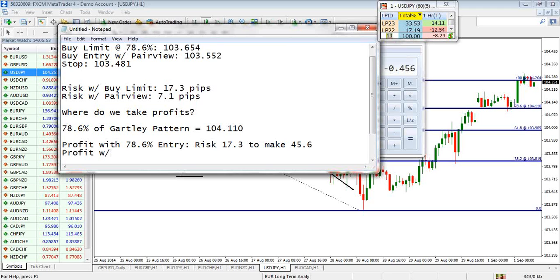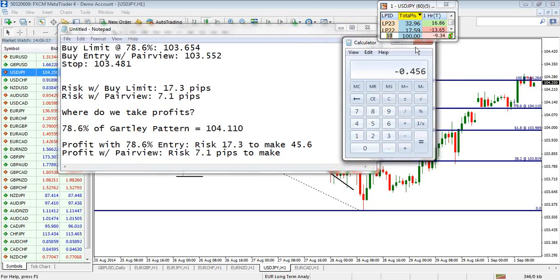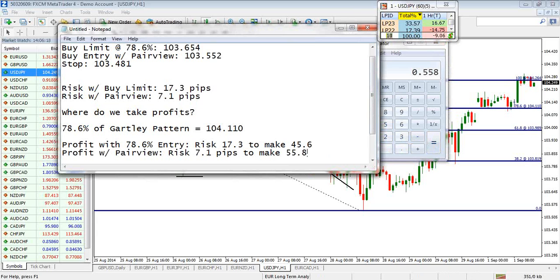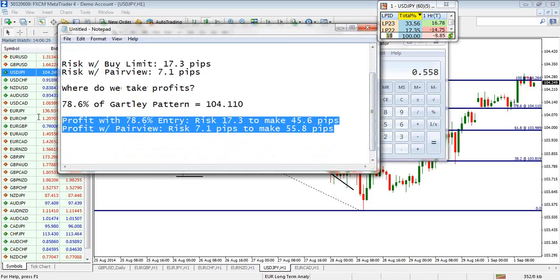Your profit with PitView, you would have risked 7.1 pips to make, you would have had the same limit, $55.8. Now look at the risk-reward ratios in there as far as what you're risking. Either way that you look at this, you are not going to be upset with this type of risk-reward ratio.